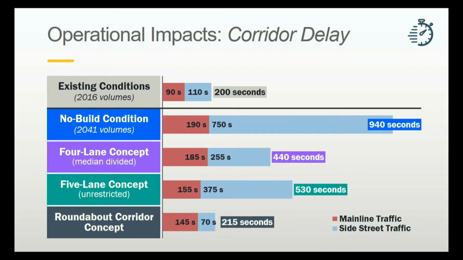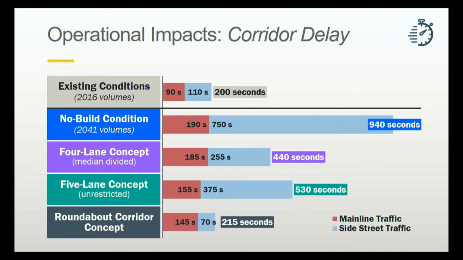It's also how much delay does an average vehicle on the side street experience, somebody who's going into or out of a driveway. And when you add all that up, we actually see that the 5-lane concept doesn't perform quite so well, and our 2 access management concepts, the 4-lane and the roundabout, perform significantly better in that regard. By adding a median, we're actually restricting those high delay movements, and therefore the vehicles experience less overall delay.